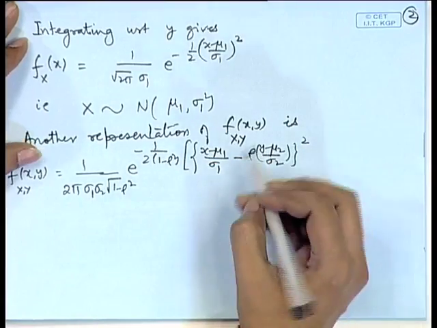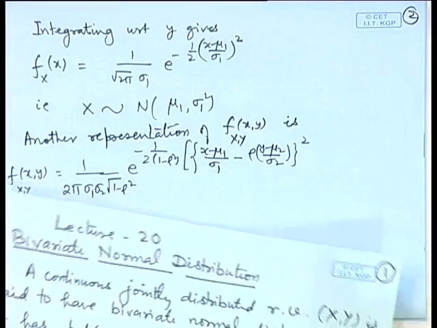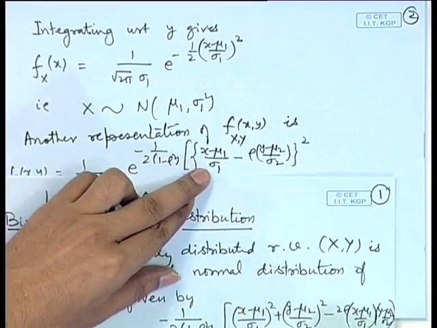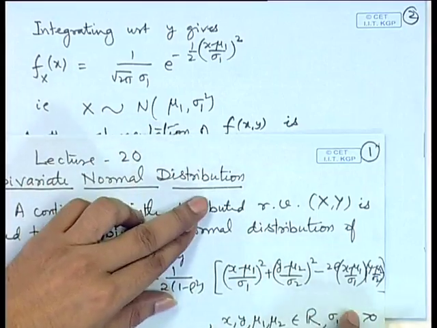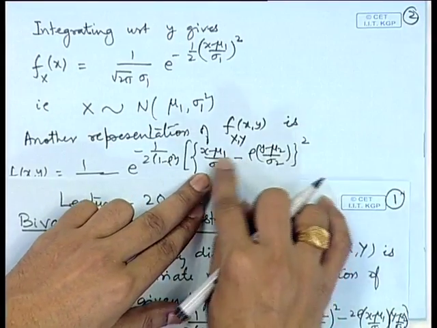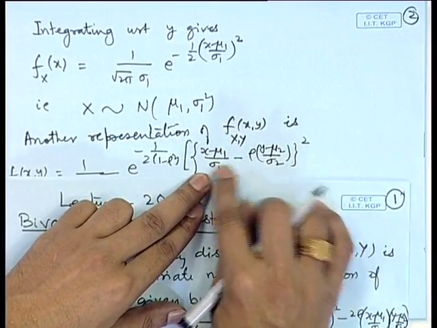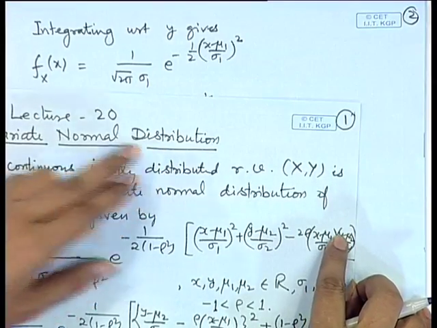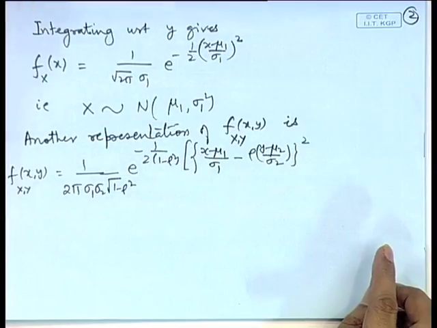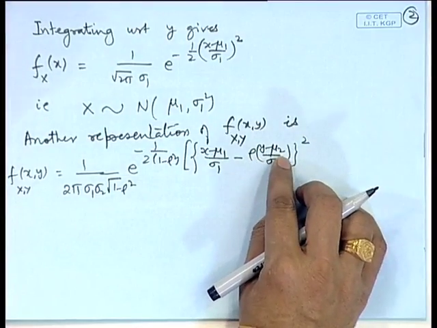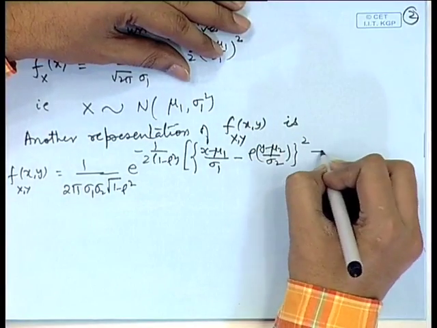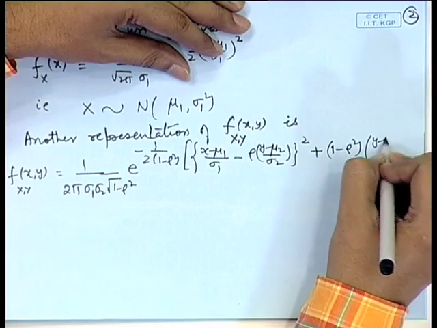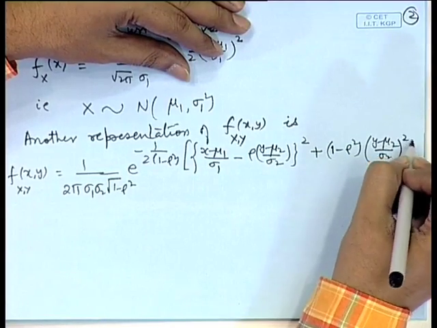whole square. So, comparing with the joint density, we can see here that [(x minus mu 1) by sigma 1] whole square is coming here, and the cross product term is minus 2 rho [(x minus mu 1) by sigma 1] into [(y minus mu 2) by sigma 2], which is the term appearing here. So, we have added the term rho square [(y minus mu 2) by sigma 2] square. So, subtracting this, we get (1 minus rho square) [(y minus mu 2) by sigma 2] whole square.